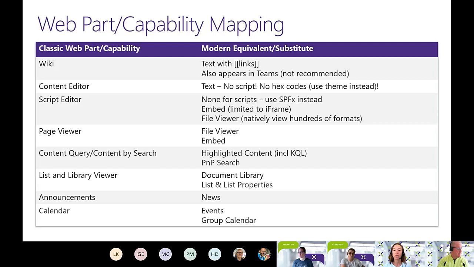So you don't have either of those anymore. For the content editor web part, you're now using the text editor web part where you can put in all of your text, but you can't add any script. You also don't have that hex code capability to change the colors in your text in the text web part. That should be added to your site theme instead. And then I'll just pause there in case any of our Sympraxis teammates want to talk a little bit about the branding in modern.